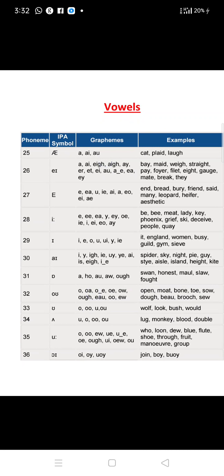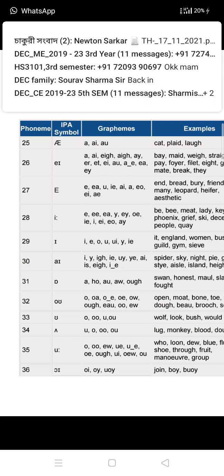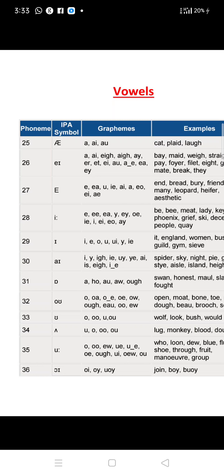Yes, number 28. So if we do the phonetic transcription of the word see, like SEA, the first sound I have told you, and the second sound is number 28, E.